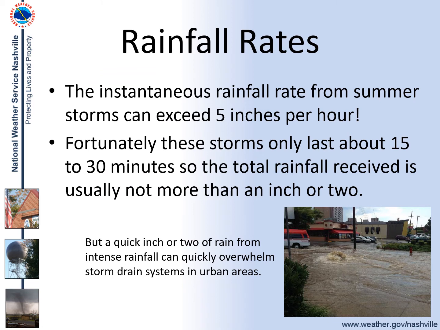Radar estimates and rain gauge reports indicate rainfall rates greater than 5 inches per hour occur with these thunderstorms, albeit for just a short period of time, often 5 to 10 minutes. Tropical storms and hurricanes produce similar rainfall rates, but on longer time scales. And since these thunderstorms are short-lived, the total rainfall amounts typically do not exceed an inch or two. But since that inch or two falls really quickly, it can overwhelm storm drains and cause minor flooding issues, which often go away as fast as they arrive.